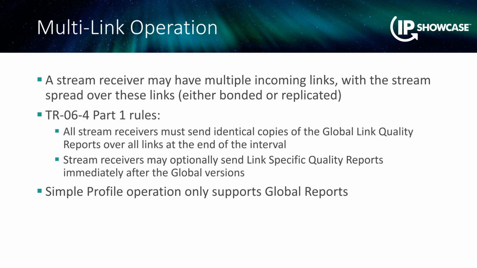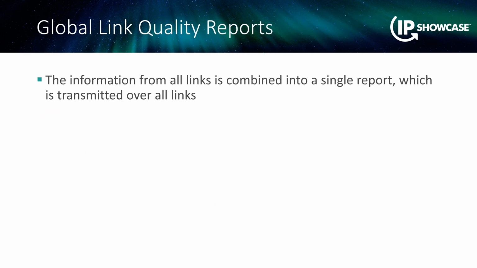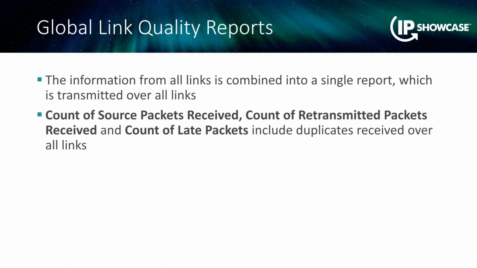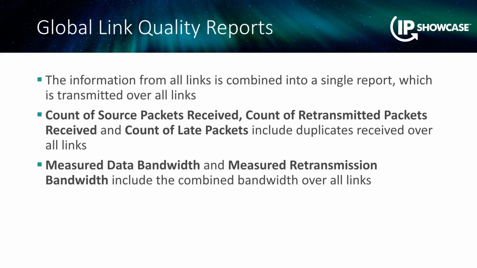Just a reminder that simple profile only supports global. So how do we define global? It's a combination of all the information. These packets here include all the duplicates. So if you have multiple links going on, you're going to have a big count. If you have 2 links, it's twice the count if you're using seamless hitless switching. The bandwidth is also the combined bandwidth over all links. So if you're replicating the stream, you're going to see multiples of the stream. If you're bonding, then it's still the same bandwidth.